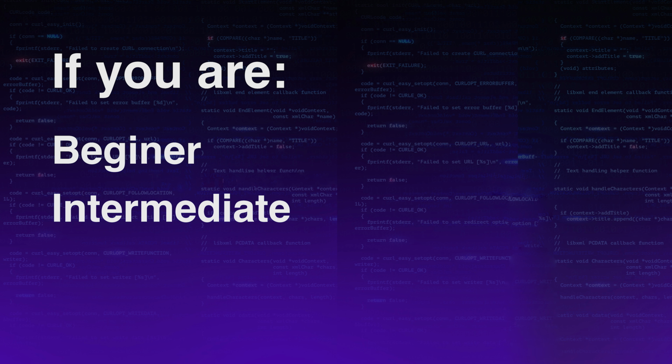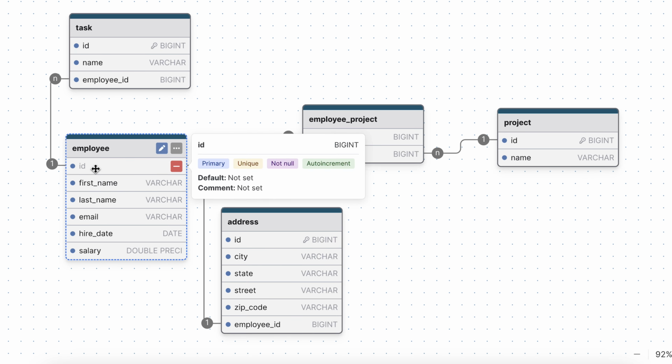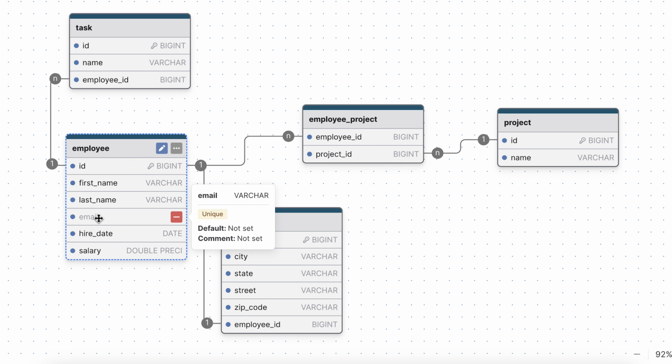Let me explain what we are going to do. Check this diagram. This is our employee table. We will create an entity for this employee table. This employee has a few columns like ID, first name, last name, email, hire date, and salary. The email must be unique.